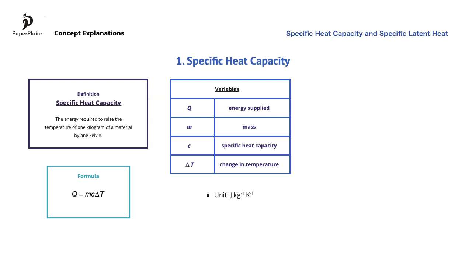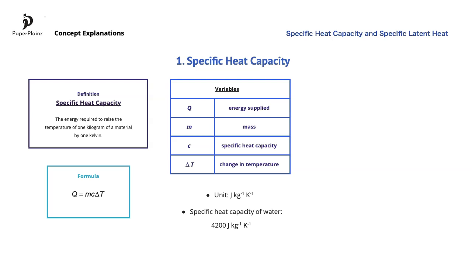The most common specific heat capacity value that you will come across in questions is that of water. It is 4,200 joules per kilogram per Kelvin. This value means that if we have 1 kilogram of water and we want to raise its temperature by 1 Kelvin or 1 degree Celsius, we have to supply 4,200 joules of energy to the water.